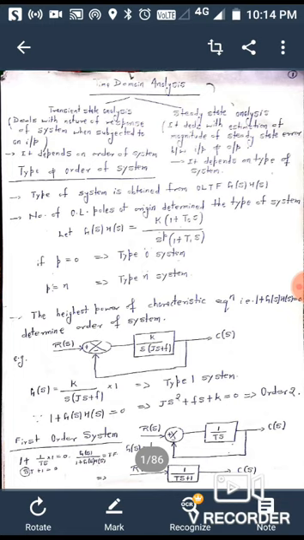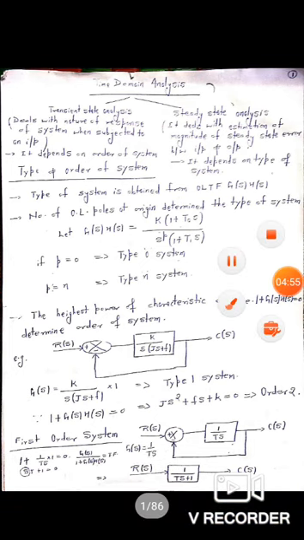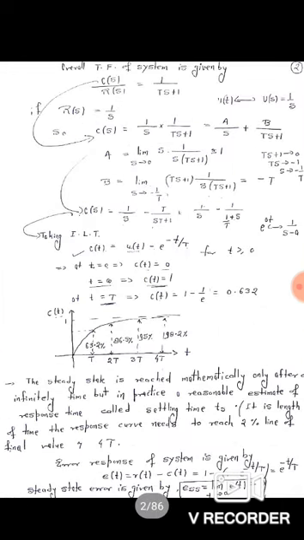Then 1 plus G(s)H(s) is equal to 0 means 1 plus 1 upon Ts, H(s) is 1, so G(s) upon 1 plus G(s)H(s) is the transfer function. And in this way Ts plus 1 is equal to 0. So the overall transfer function of the system is given by C(s) upon R(s) is 1 upon Ts plus 1. Okay, thank you.